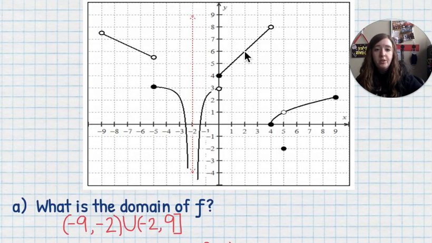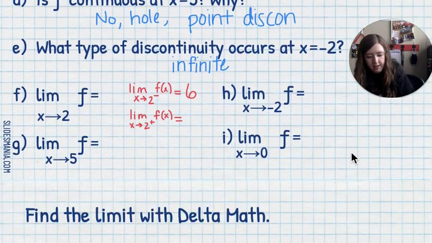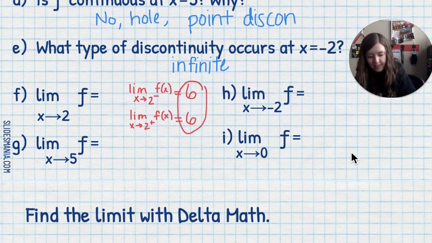Now we're going to approach 2 from the right. So coming in from the right, I'm getting closer and closer and closer to the y value of 6. So my right-handed limit is also 6. Since my left-handed limit and my right-handed limit match, that means that my limit exists, and it's this value right here, 6.